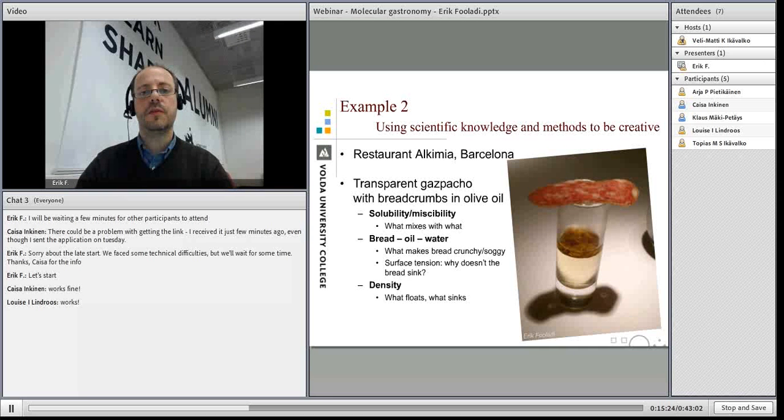And also, it's about density. Some compounds or some substances float on top of the others because of their different densities. So this is, in a way, a scientific course, or a course inspired by science, scientific thinking, scientific knowledge.